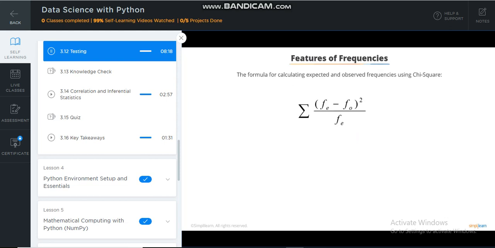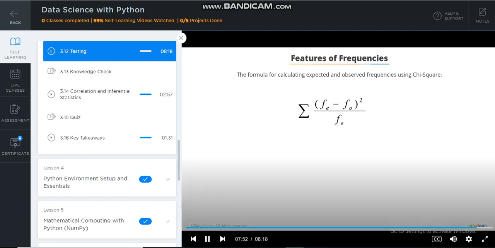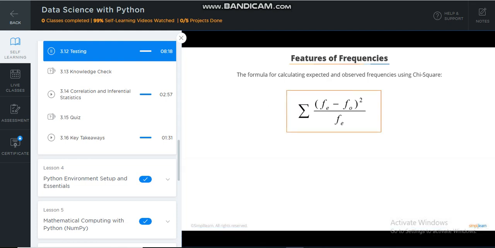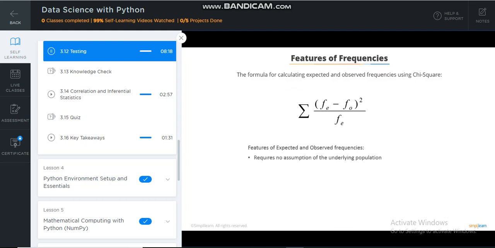The formula for calculating them using the chi-square method is shown here. Chi-square is calculated using the formula shown on the screen. Chi-square is the sum of the squared difference between the observed frequency and the expected frequency data, or the deviation, divided by the expected frequency data in all possible categories. Expected and observed frequencies require no assumption of the underlying population. Both the frequencies demand random sampling.